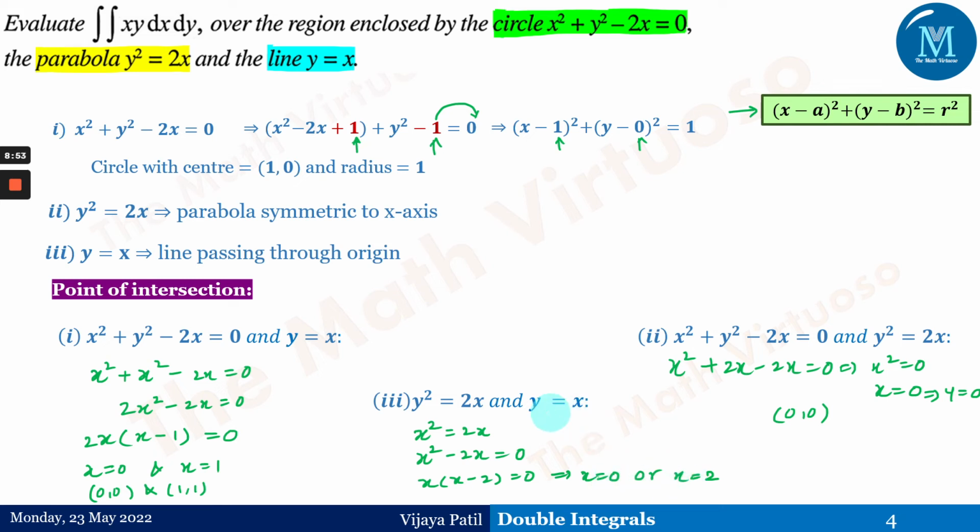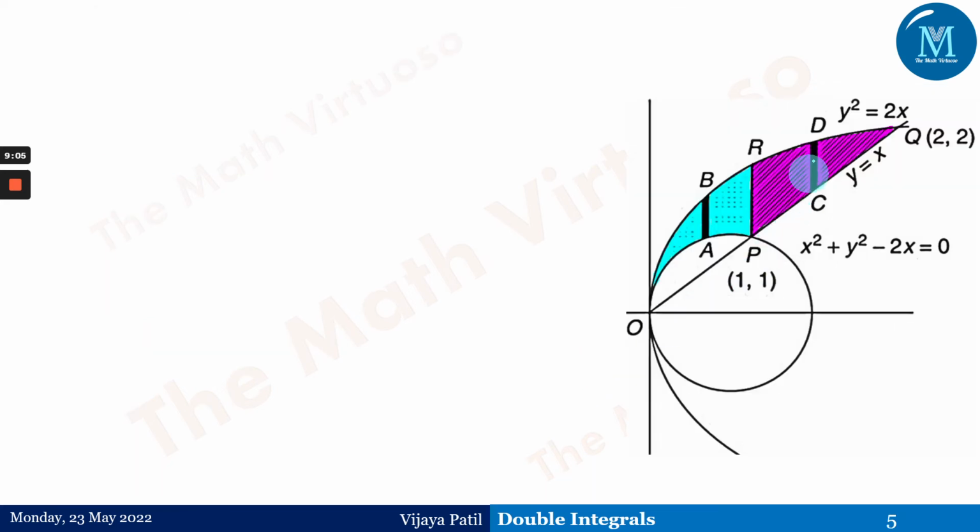Similarly, x is 2, y is also 2. So we have got the points 0 comma 0 and 2 comma 2. These are the two intersection points for these two curves. So we have to combine all of them and draw the curve. If you observe here, this is the type of curve we are going to get: the circle, the line and the parabola.